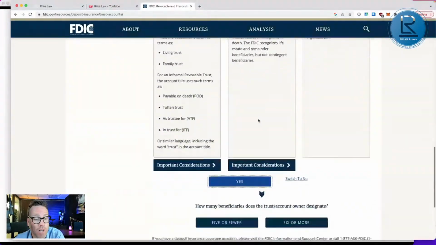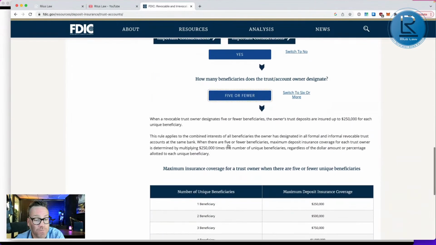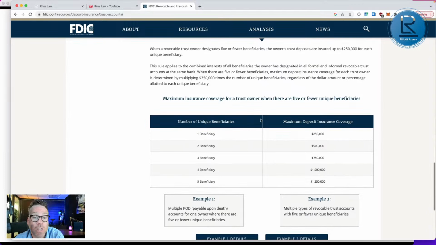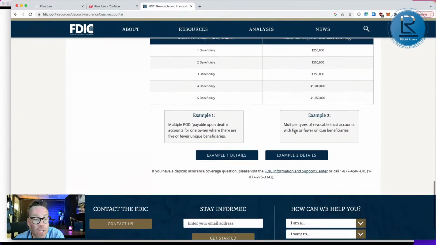Okay, revocable trust, yes to all 3 of those. And let's start with 5 or fewer beneficiaries. So for 5 or fewer, $250,000 for each unique beneficiary. This combines all the interest in all formal and informal revocable trust accounts at the same bank. So if there's 5 or fewer beneficiaries, it's going to be $250,000 per beneficiary.